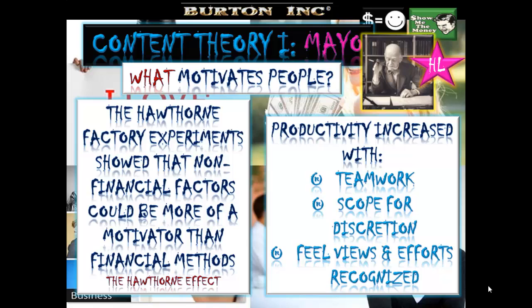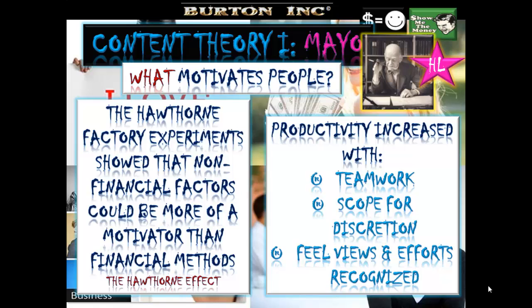Mayo's series of experiments were done at the Hawthorne factory of Western Electric Company in Chicago, USA. His work was initially based on the assumption that working conditions, things like lighting, heating, rest periods, etc., had a significant effect on workers' productivity. The experiments were undertaken to establish the optimum working conditions. As in all good scientific practice, the output of a control group was also recorded, and this group experienced no changes in working conditions at all.